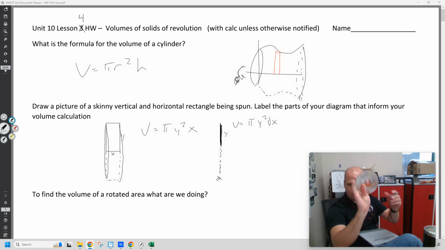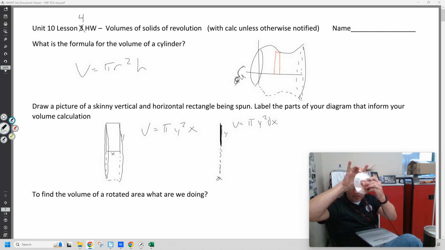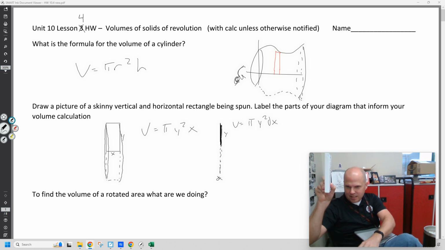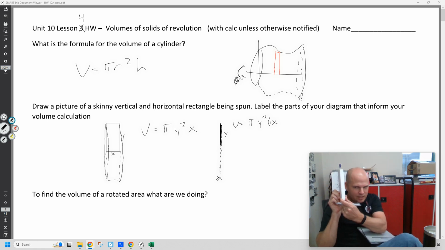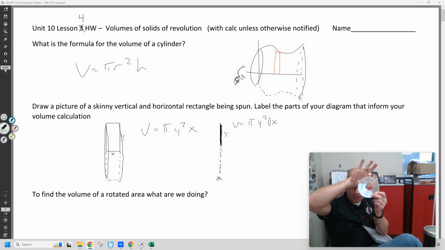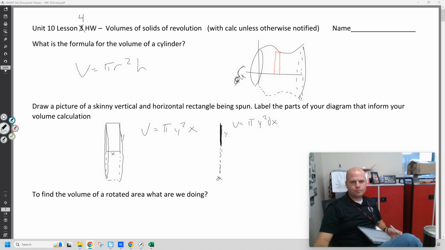It's like a CD. Here is the rectangle's height. Here is its skinny width, dx. It's not a big x distance. See this big x distance? It's not this big x distance. It's this very, very skinny x distance. This is the height of my rectangle, which spun becomes a radius. This is the skinny width.